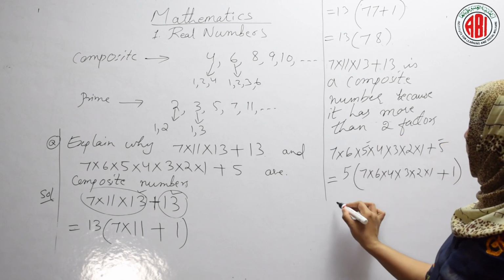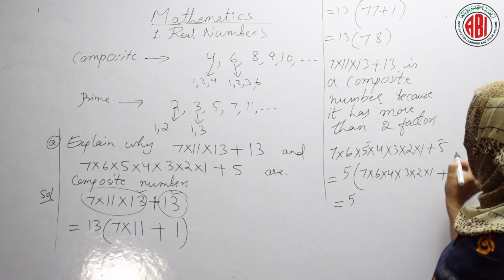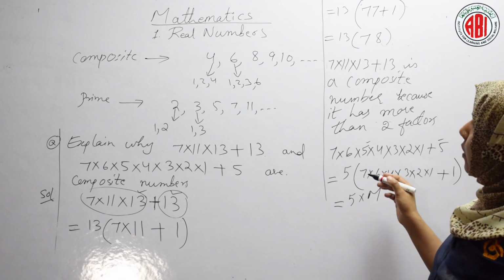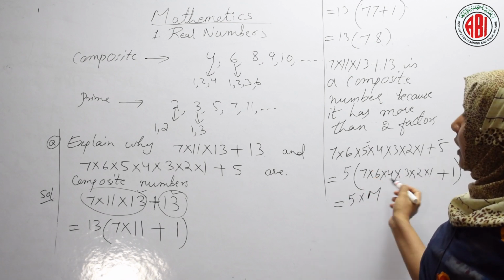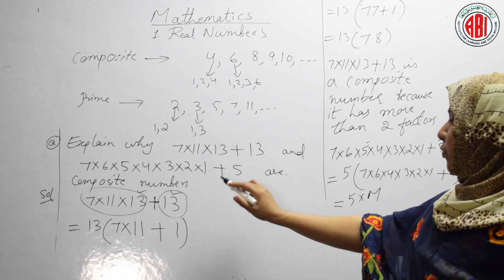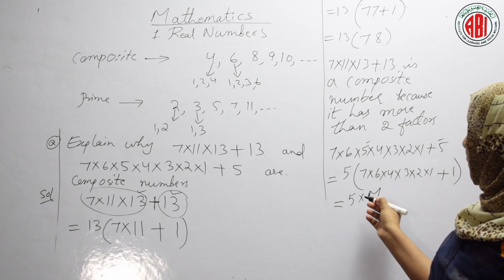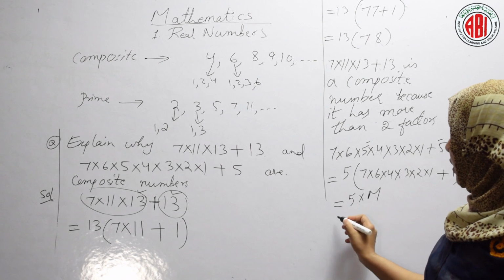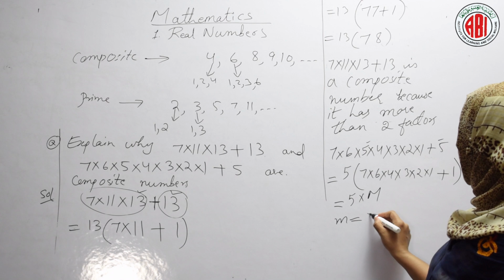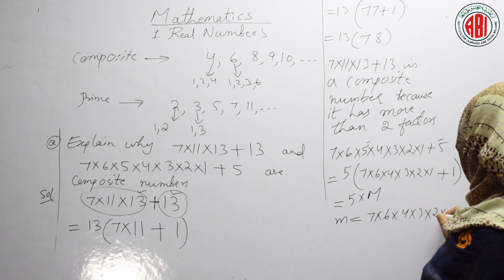5 ones are 5. Here there is no need to multiply all these numbers; we simply take this complete number as m. We can write it like this also. There is no need to multiply and get the answer, you just have to prove whether it is a composite number or not. So, 5 into m. We can see that this number also has more than 2 factors, 5 and this m. Here m is nothing but 7 into 6 into 4 into 3 into 2 into 1 plus 1.